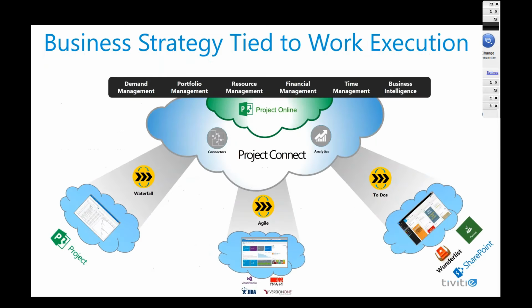So how do we tie this together? Business strategy tied to work execution, and then putting the right tools in the right hands of the right people so they can participate on a basis which is commensurate with their level of participation. For example, in this scenario, Project Online is an all-encompassing top-down, bottom-up, from the portfolio down to the work execution solution, and then end-to-end from demand management across to portfolio management, resource management, financial management, time reporting and time management, and then all the business intelligence and analytics that you might want around all that work.